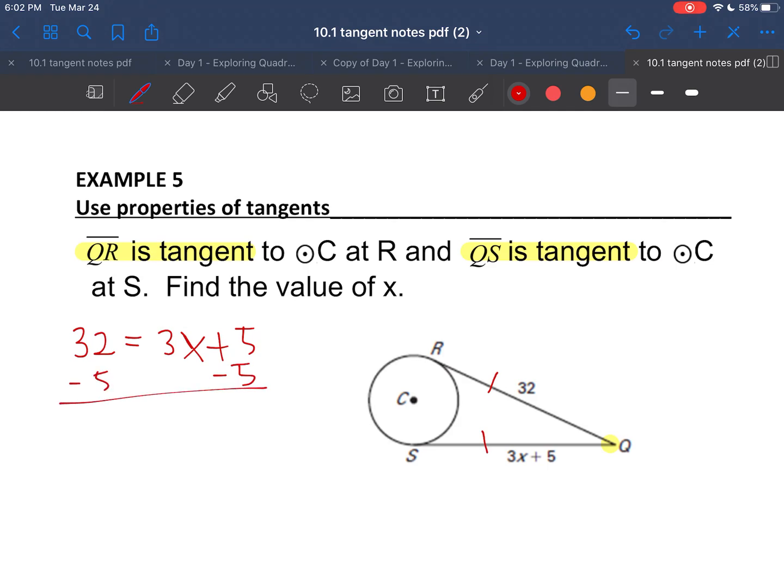Take away 5 from both sides. So 27 is equal to 3x, and then divide both sides. We get 9 equals x, and that's all I need to find there.